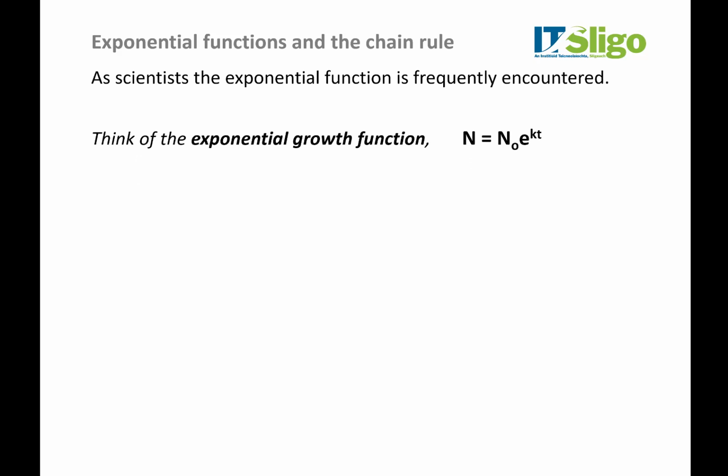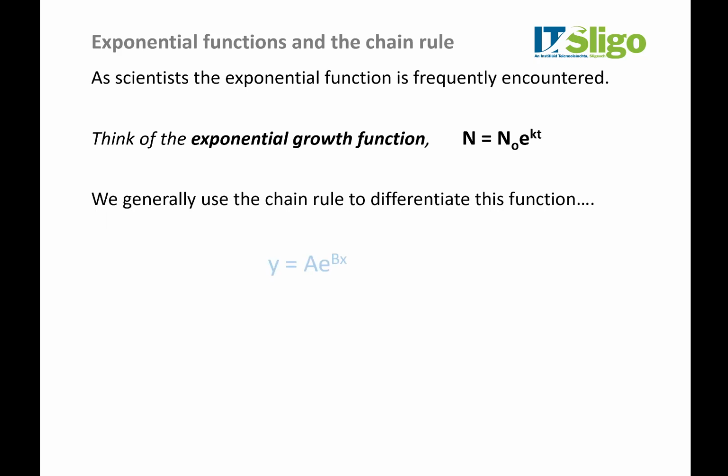So here's our exponential growth function. We'd use the chain rule, so just in general, this is the mathematical version of that function above. Both of these are the same, just with different letters. I know they look completely different, but they're actually pretty much the same. This is the science version, and this is the mathematician's version. Now, if we were to differentiate this one, there's our function in x.